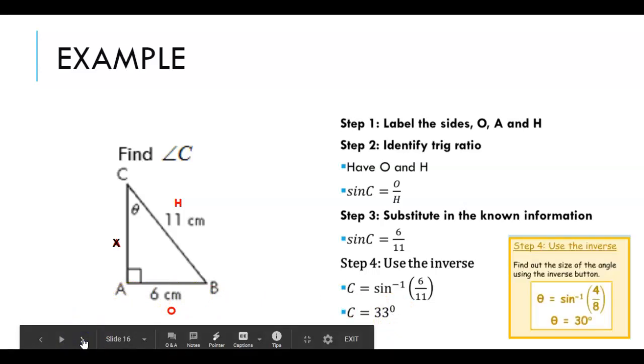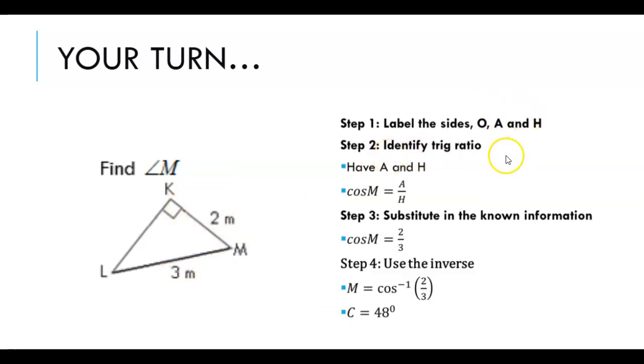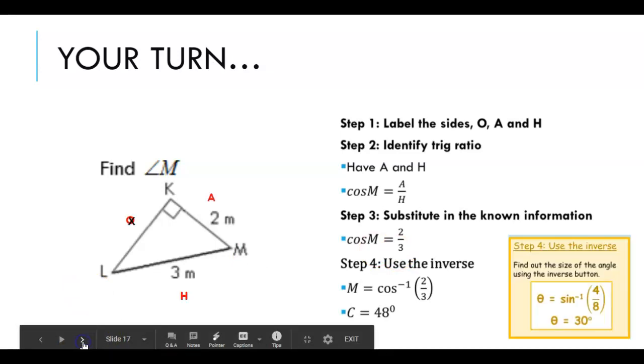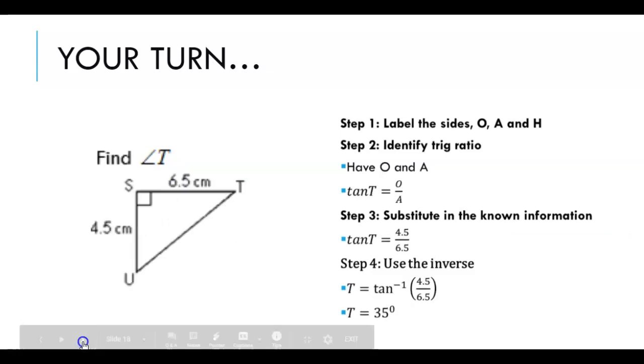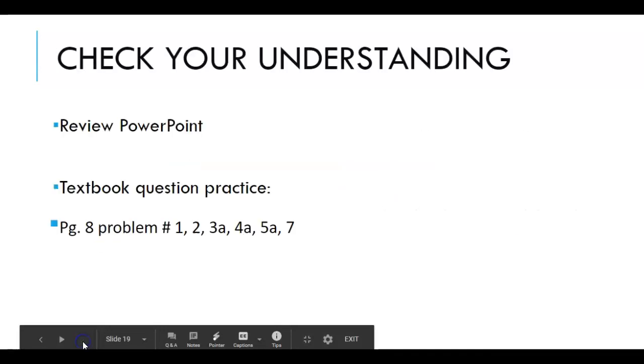Okay, now the next two examples you are going to try by yourself, following the steps as we spoke. Step 1, labeling, identify the ratio, substitute, use the inverse. Okay, and then you can come back and check your solution. Please make sure that you do that, for both the examples, okay? Following step by step here, you can always come and check if you doubt yourself.